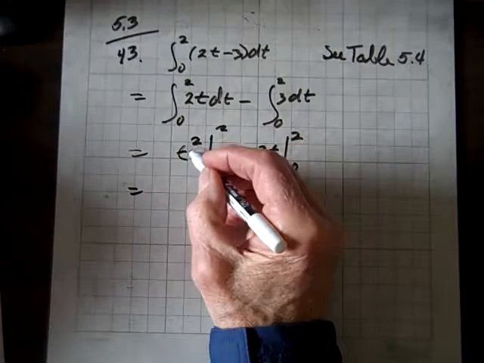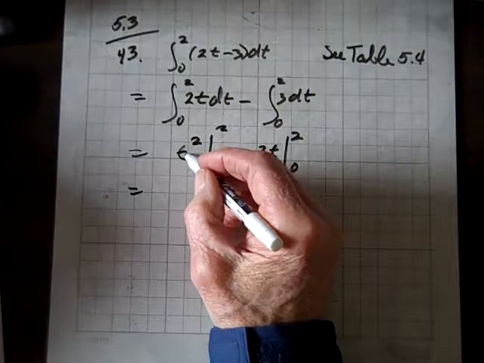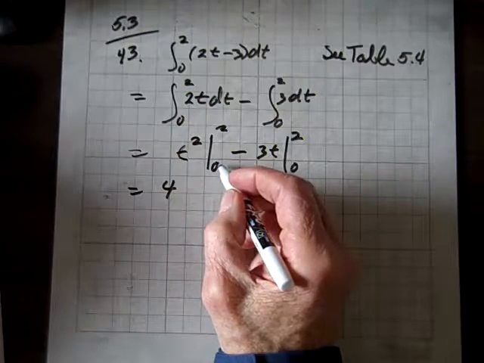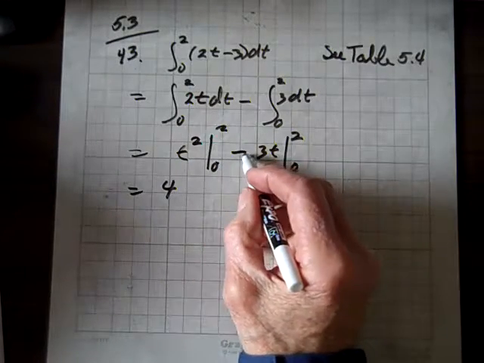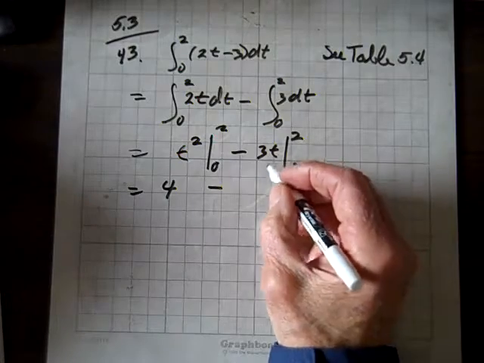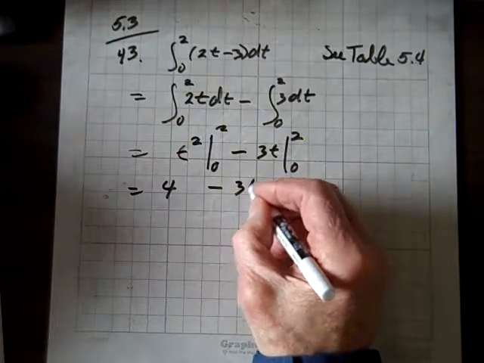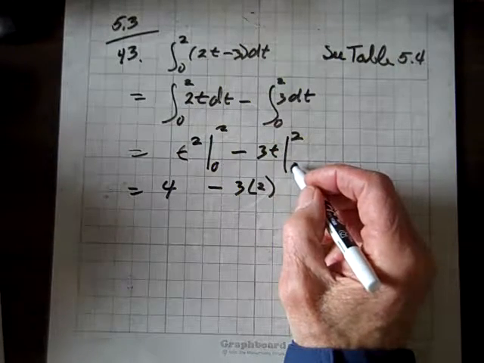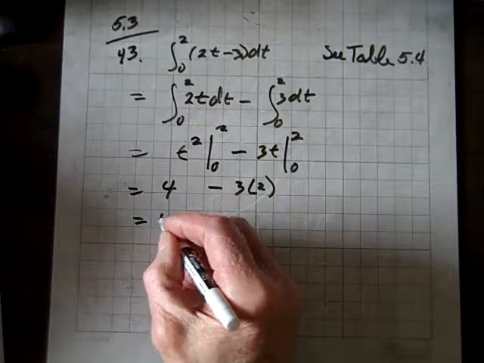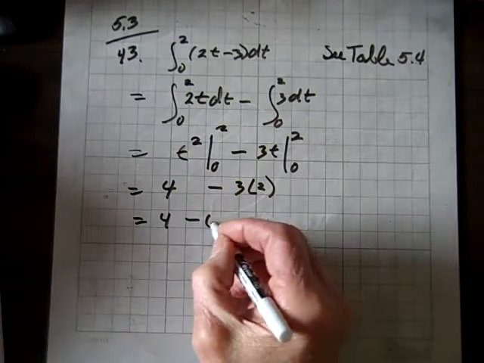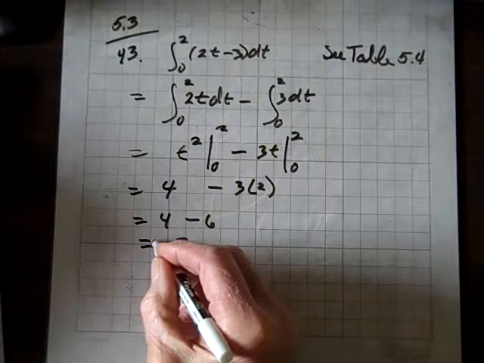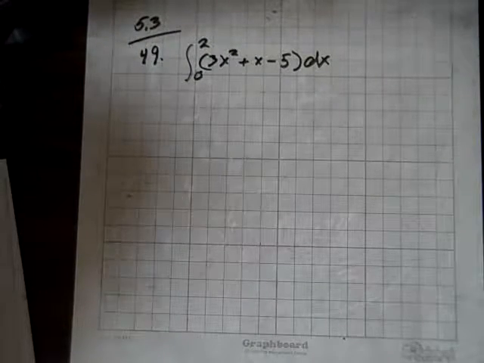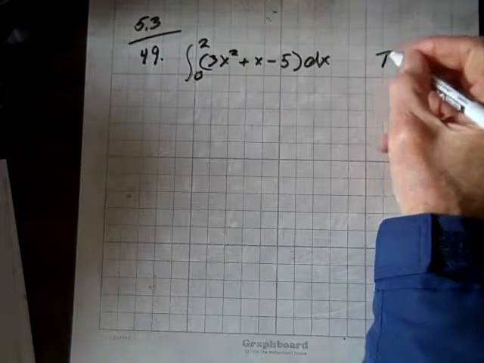And so replacing t with 2, we get 2 squared is 4, and minus 0 squared is simply 0, and now that minus, and replacing t with 2, we have 3 times 2 minus 3 times 0, but 3 times 0 is simply 0, so this equals 4 minus 6, which equals negative 2. Good. Okay, now we're doing question 49, and again we're using table 5.4.